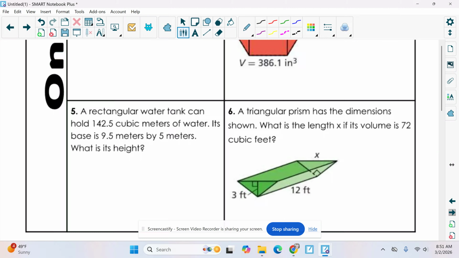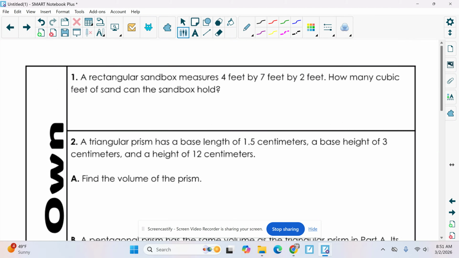Alright, so now we're in your homework part. We got 10 minutes, so maybe we'll get through a lot of it. Alright. A rectangular sandbox. A what shape? Rectangular. So if it's a rectangle, does it matter what order we multiply things in? No. Okay? Measures 4 feet by 7 feet by 2 feet. Here's your length. Here's your width. Here's your height. How many cubic feet of sand can the sandbox hold?